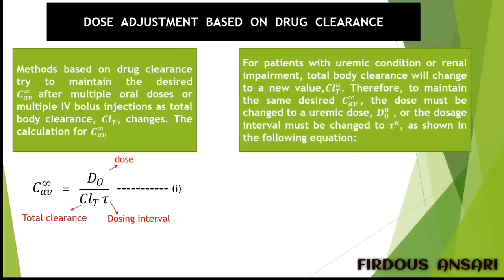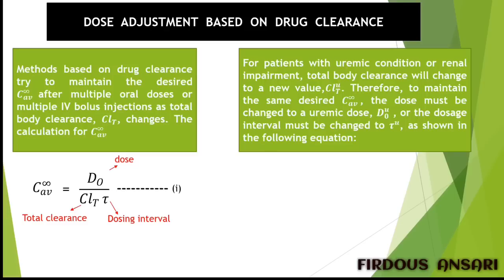Next, for patients with uremic condition or renal impairment, total body clearance will change to a new value, that is, the total body clearance in the uremic patient. U superscript is for the uremic patient. Therefore, to maintain the same desired average plasma concentration, the dose must be changed to a uremic dose, or the dosage interval must be changed to tau uremic patient, as shown in the following equation. Okay, so what this statement says is, when the person is not normal, when the person is uremic, the total body clearance of the uremic patient will be different from that of the normal person.